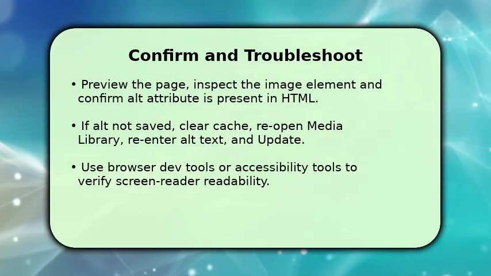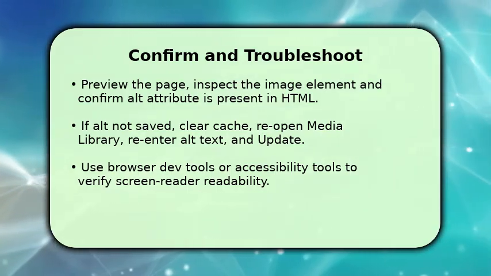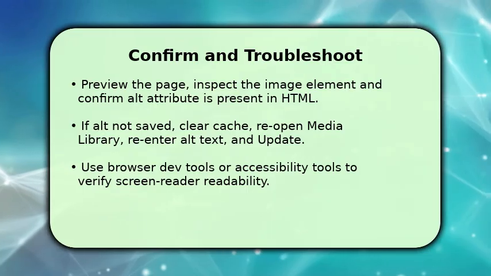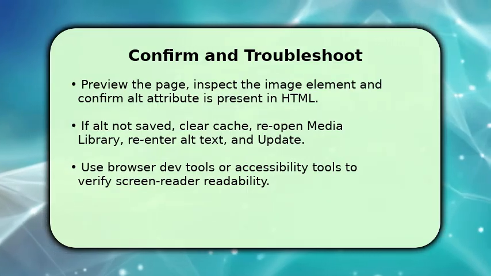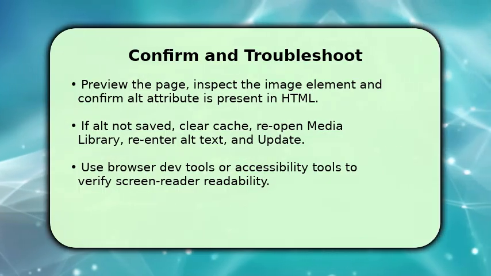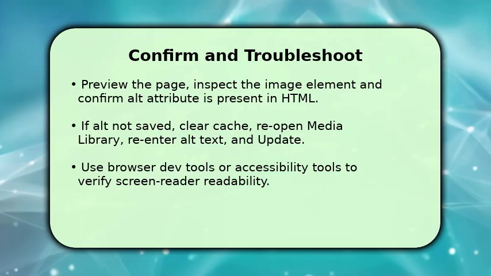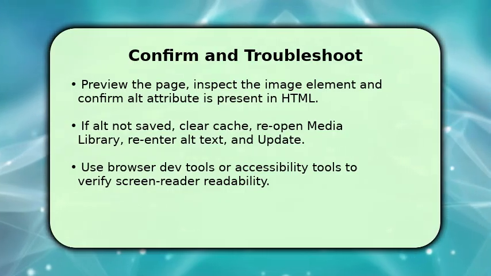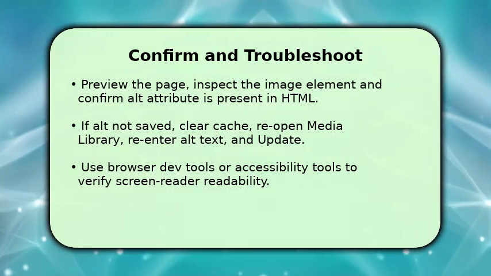If you don't see the new alt text, clear any Elementor or site cache, reopen the media library, re-enter the alt text, then update and reinsert the image. Make sure to republish if changes persist. One key troubleshooting tip. Caching often masks updates. Clear caches and refresh before further edits.